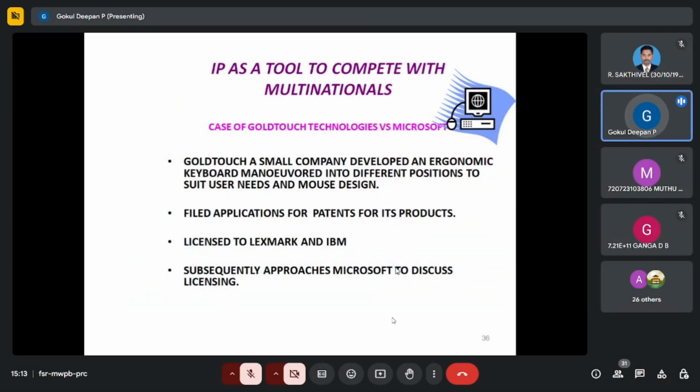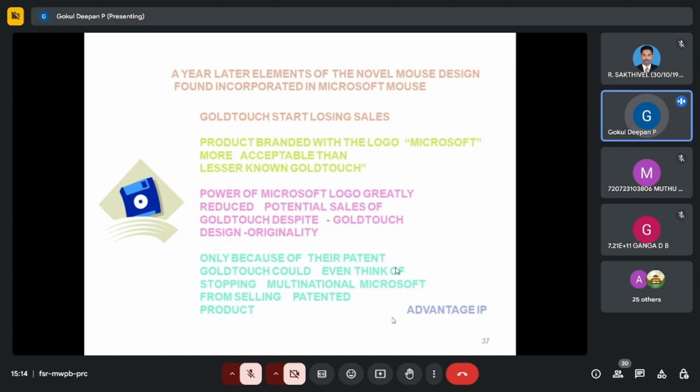Goldtouch, a small company, developed an ergonomic keyboard that could be mounted in different positions, suited to user needs and mouse design, and filed an application for a patent for its product. It licensed it to Lexmark and IBM, and subsequently approached Microsoft to discuss licensing. So they identified one keyboard. This is based on ergonomic design. Everyone can conveniently use it. So they filed the patent, and at the same time they got the license, and subsequently approached Microsoft to discuss licensing. Once it is cleared, whoever uses the product needs to get permission from them.